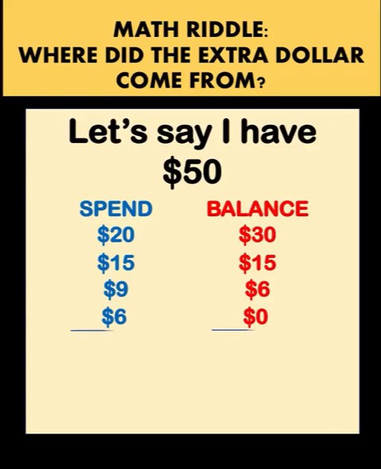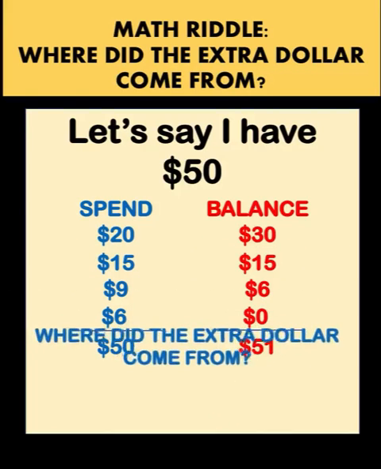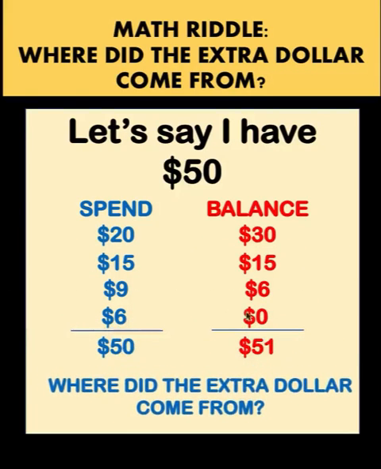If I get the total of each column, 20 plus 15 plus 9 plus 6 gives us $50 for the spend column, and 30 plus 15 plus 6 plus 0 gives us $51. What happened? There is an extra $1 here. Where did that extra dollar come from? You can pause the video and analyze this riddle.